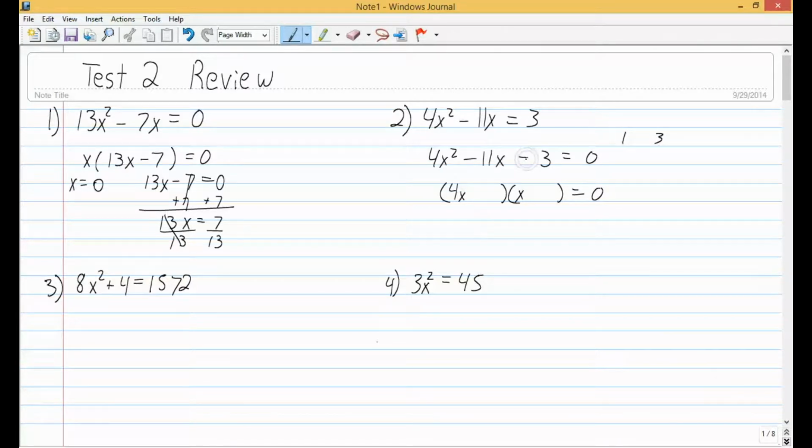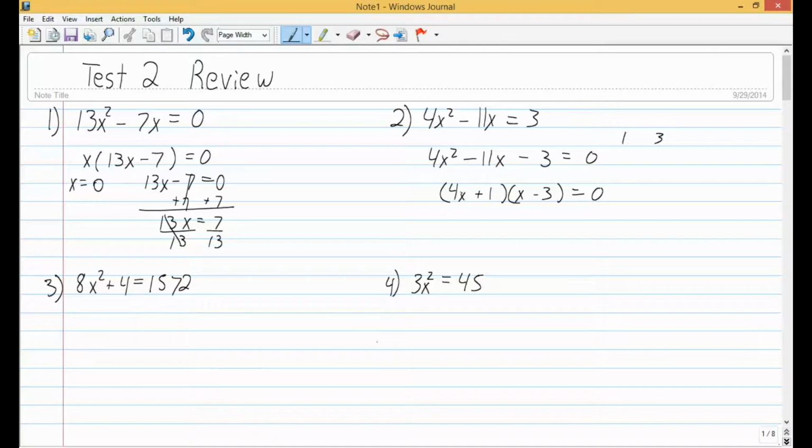Alright, I do want a negative, so one of these is going to have to be negative, one's going to have to be positive. But I want a negative in the middle too, a negative 11. So I'm going to make the 3 negative and put it in the opposite parentheses of the 4x. Because when you say 4x times negative 3, that gives you negative 12x, which is kind of close to negative 11x. So let's see if that works. So if I put a negative 3 there, I have to put a positive 1 there.